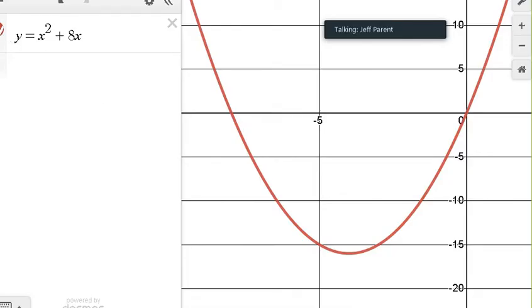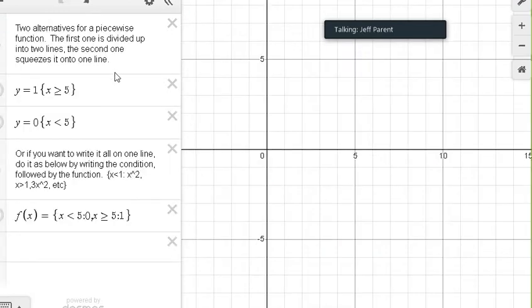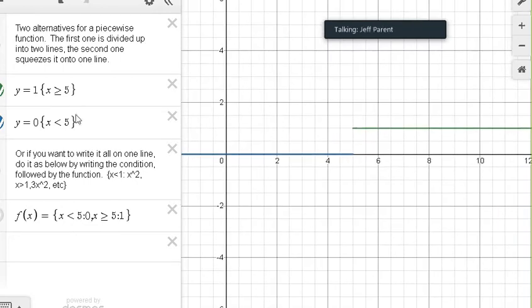I'm going to go to the link that I sent you. Here's an example of how you type things in for a piecewise function. This is a piecewise, what's called step function. And you can see that the graph of y equals 1 starts at 5. And then the other part is y equals 0, which is really just the x-axis. But that one only goes up to 5. So, okay. How do you do something like that for our current function?